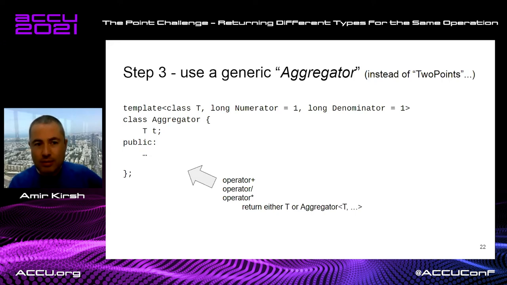Let's replace the 2 points with an aggregator of a type T, which says I'm holding currently an amount of T, and the amount has a numerator and denominator, which means I have 2/3 of a T, 4/2 of a T, or any other combination of numerator and denominator of T. And now we can have arithmetics on this aggregator, and we can check at compile time whether the operations on the aggregator result with the single unit, and then get back the single unit as T.